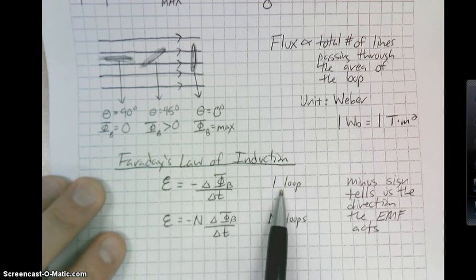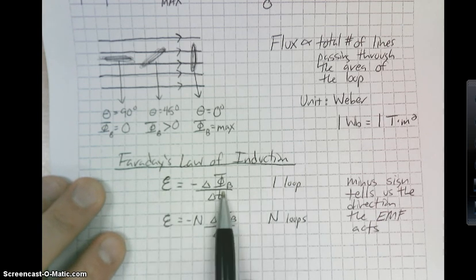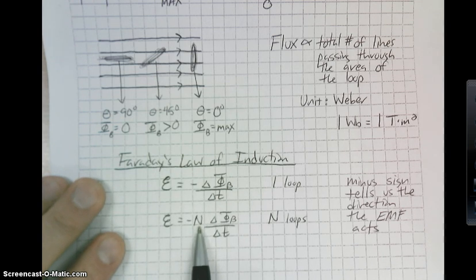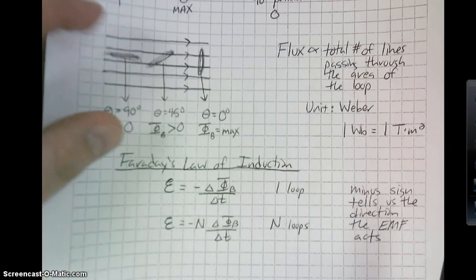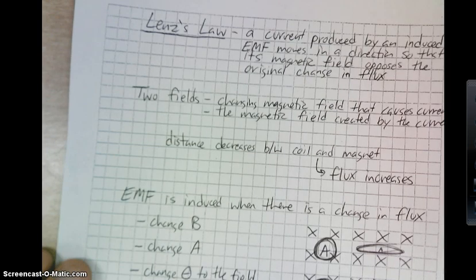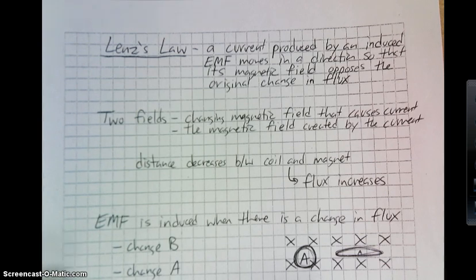Now, I've drawn this as if it was just one loop of wire. If you use multiple loops of wire, you have to include the factor that takes into account that you're using more than just one loop. So if you were using 10, you've got to multiply the whole thing by 10. You'll also notice that there's a negative sign in there. The negative sign tells us the direction that the EMF acts. So that leads us over here to Lenz's law.